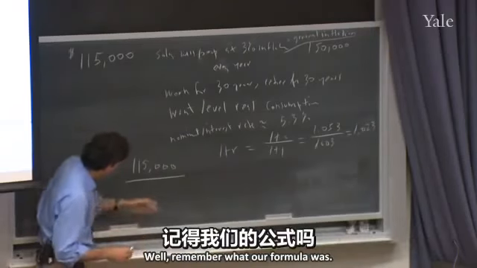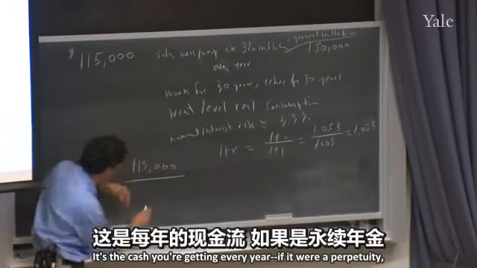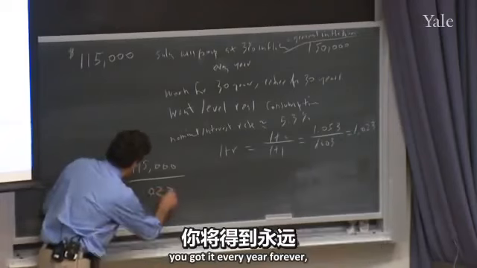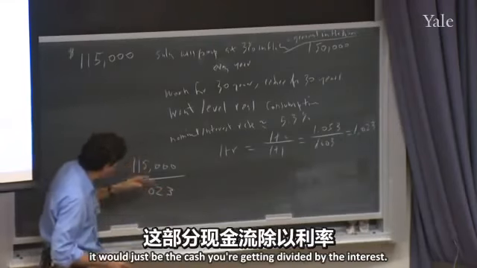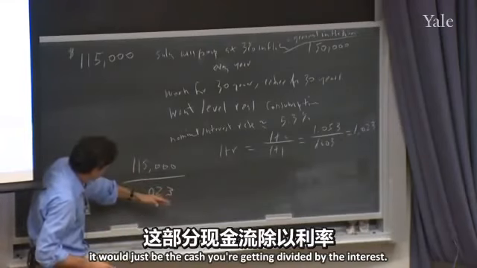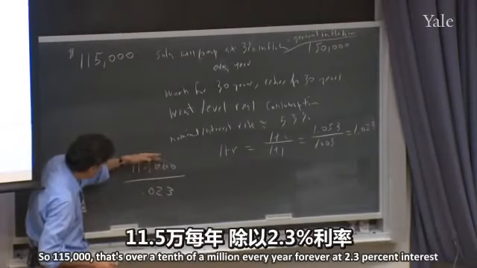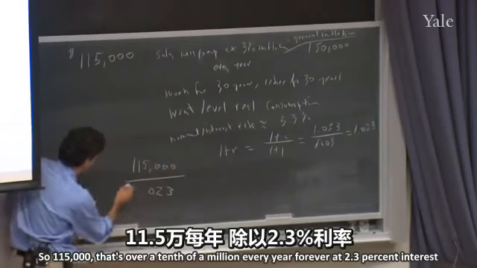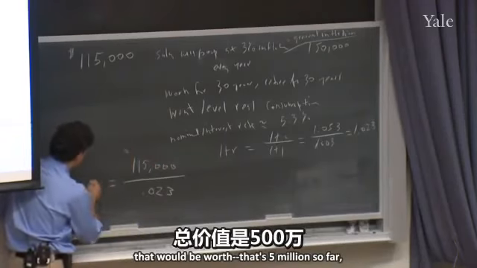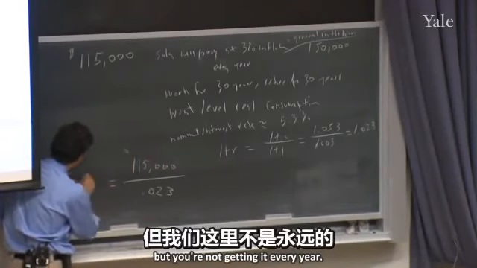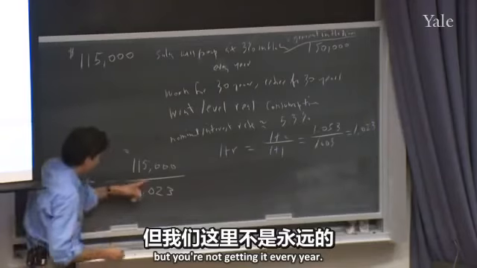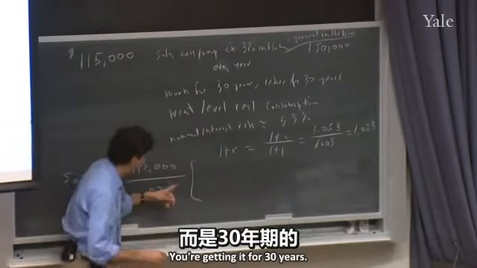Well, remember what our formula was. It's the cash you're getting every year. If it were a perpetuity, you got it every year forever, it would just be the cash you're getting divided by the interest. So 115,000, that's over a tenth of a million every year forever at 2.3% interest. That would be worth 5 million so far. But you're not getting it every year. You're getting it for 30 years.